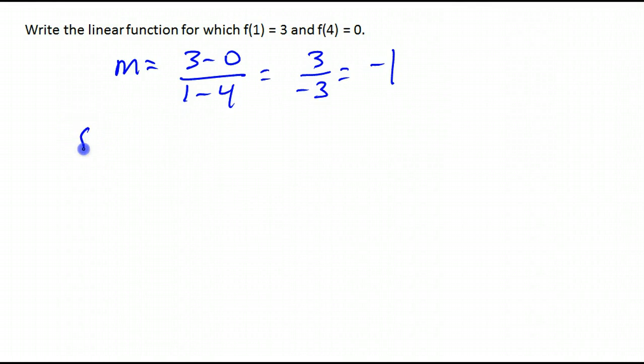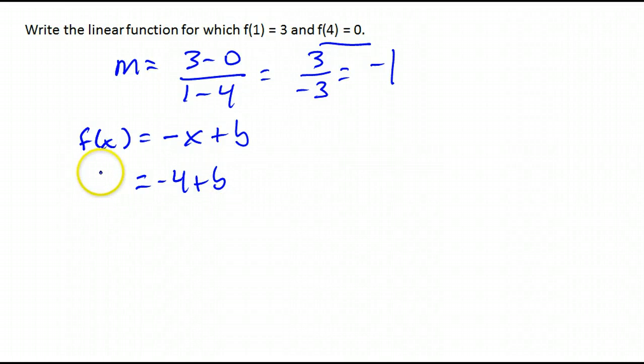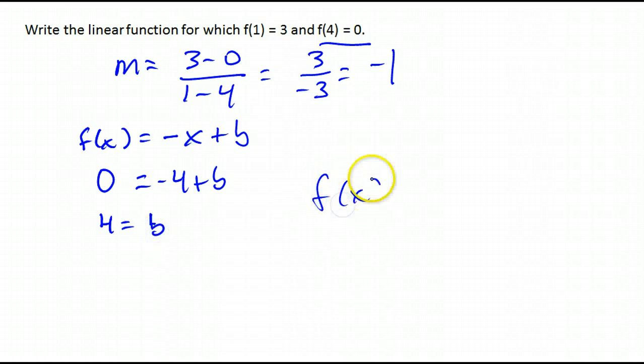So that means I have f of x equals negative x plus b. I can plug either one of these points in to get b. Let's use this point right here. This says that when x is 4, f of x is 0. That means b is 4. So now we know our linear function for these 2 points: f of x is negative x plus 4.